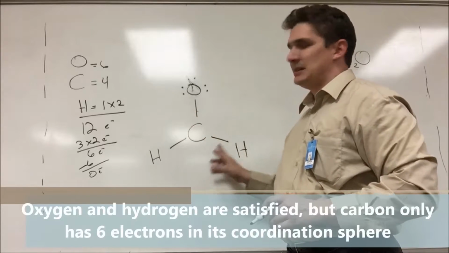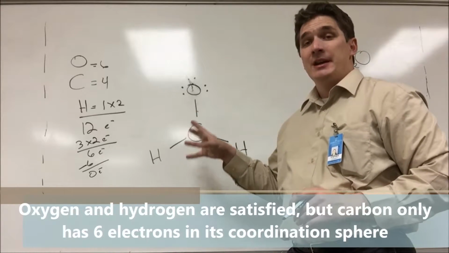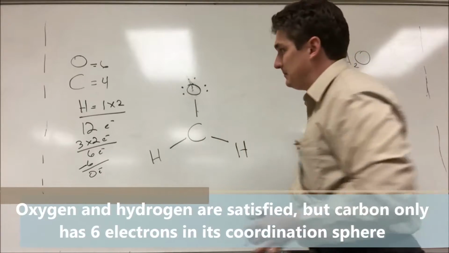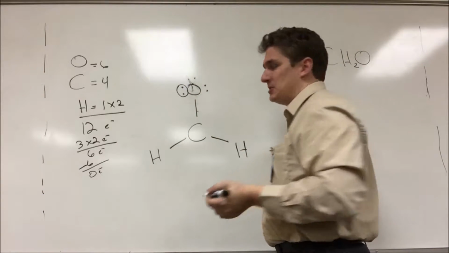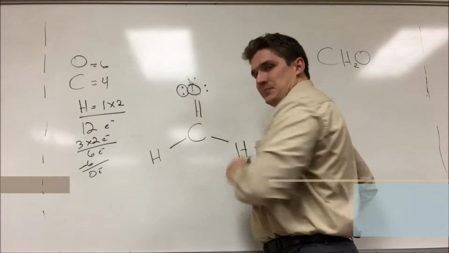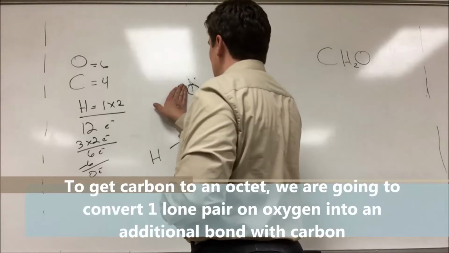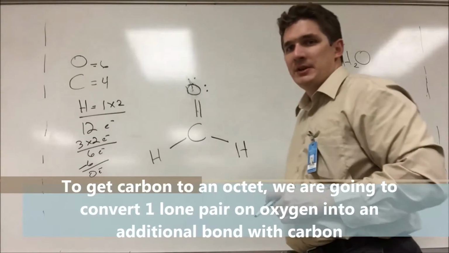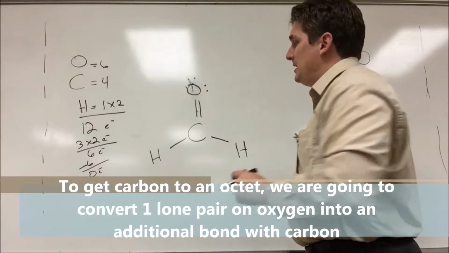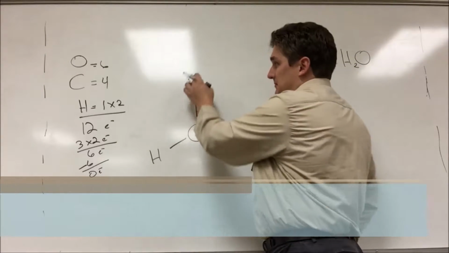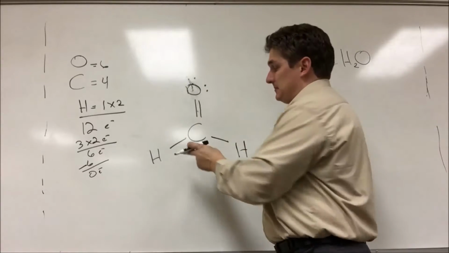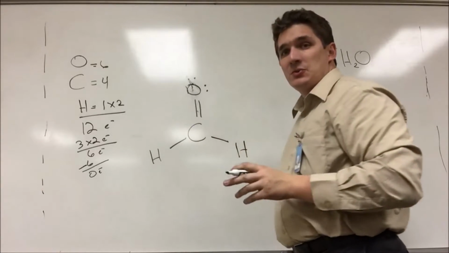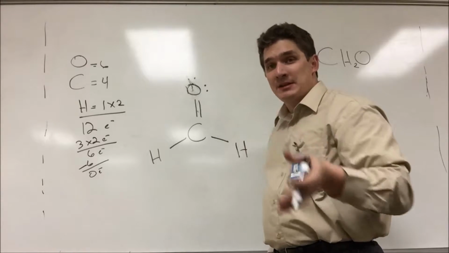Carbon only has 6 electrons in its coordination sphere. It would prefer to have 8 by the octet. So what we're going to do is convert 1 lone pair on oxygen into another bond. So we're going to draw a second line, erase that lone pair, and now we have 8 electrons around oxygen, 4 in terms of lone pairs, 4 from bonding, and 4 around carbon, 1 from each bond. So we consider this the Lewis structure for formaldehyde.